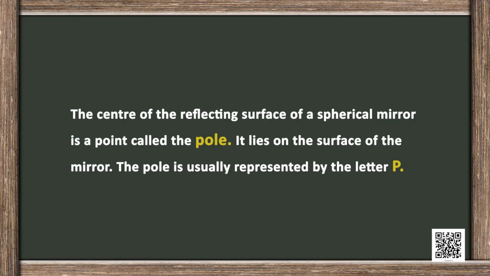The center of the reflecting surface of a spherical mirror is a point called the pole. It lies on the surface of the mirror. The pole is usually represented by letter P. Can you imagine the caved in or curved in mirror as a part of a spherical mirror?